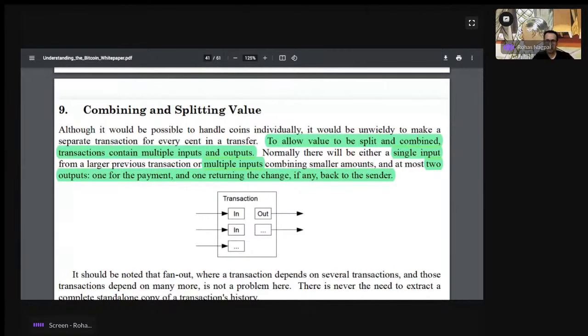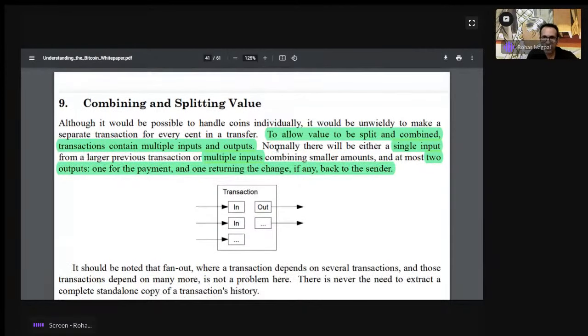This is quite counterintuitive and most of you may not have realized this. In the world of Bitcoin, when you make a payment, it is never identical. It is never exact. You will pay a bigger amount and then you will actually get back some change in an address which is ideally supposed to be new. How they've explained it in the white paper is that to allow value to be split and combined, transactions contain multiple inputs and outputs.